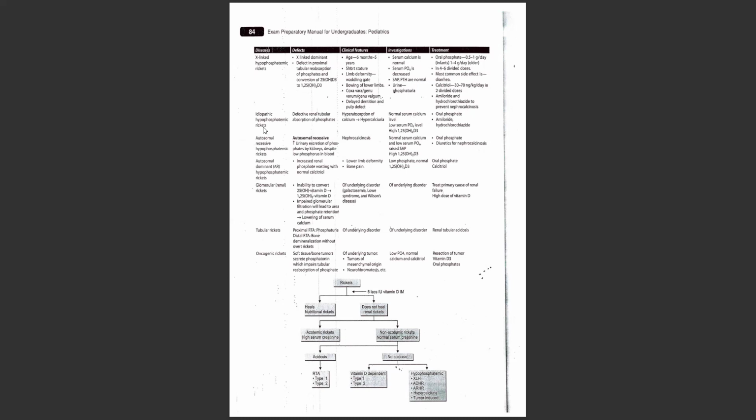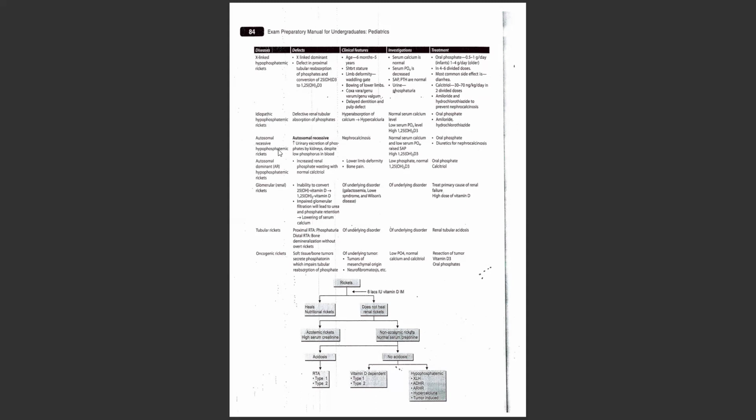Then the next one is idiopathic vitamin D resistant rickets; the other type is hereditary. Another is idiopathic hyperphosphatemia rickets, that is defective renal tubular absorption of phosphates. The clinical features are hyperabsorption of calcium, therefore there will be hypercalciuria. On investigation, there will be normal serum calcium level, low serum phosphate levels, and high 1,25 dihydroxycholecalciferol. The treatment is oral phosphate, amiloride, and hydrochlorothiazide.